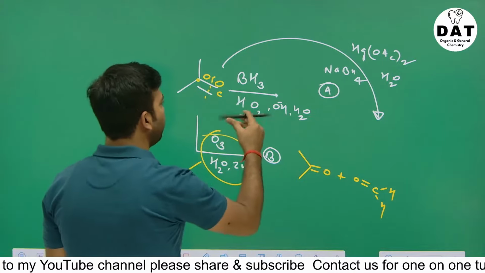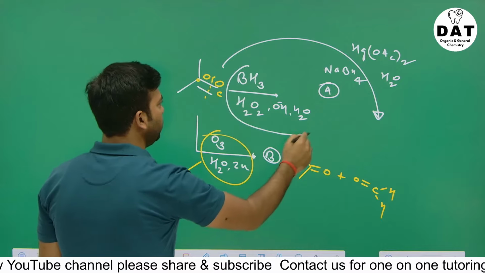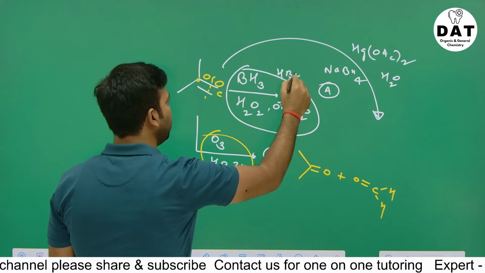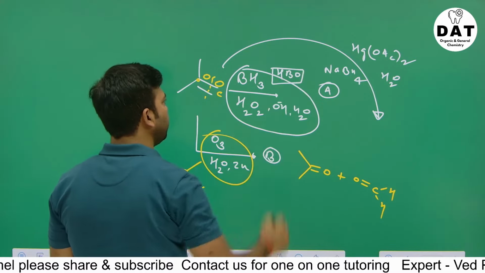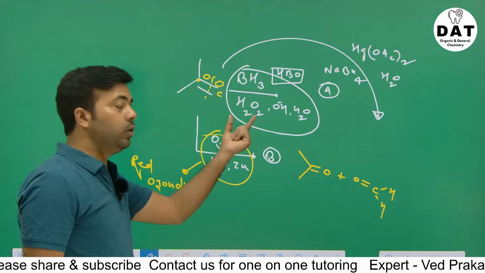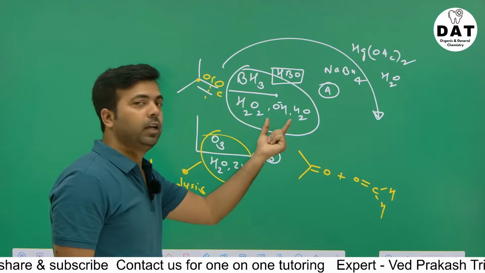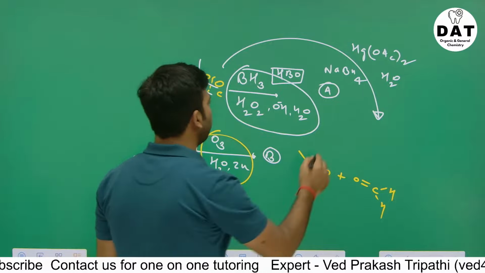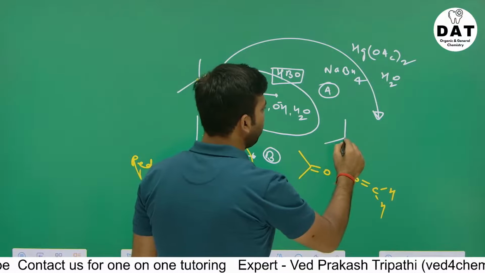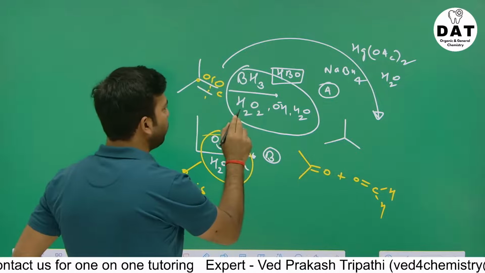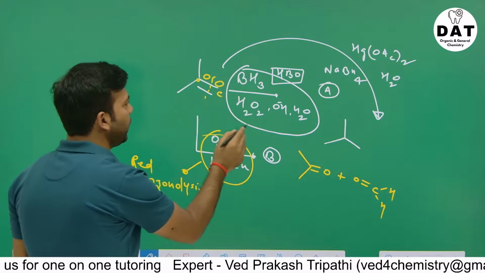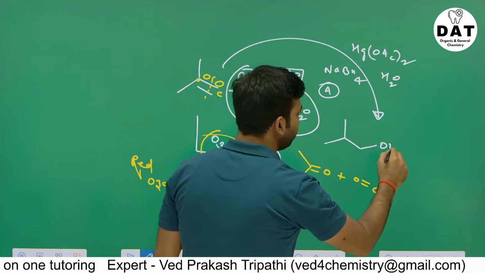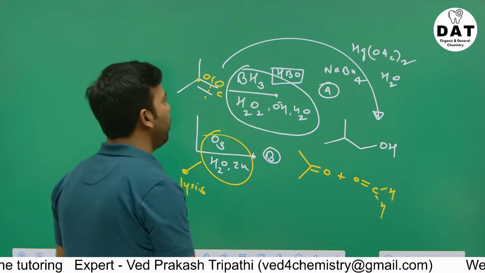This is hydroboration oxidation. In short, you can say this one as HBO, hydroboration oxidation. And H2O2 means anti-Markovnikov. OH is a nucleophile. Clear? We are not going to use stereochemistry here. So simply you can say anti-Markovnikov, it means OH attacks the carbon which is less substituted. So here.